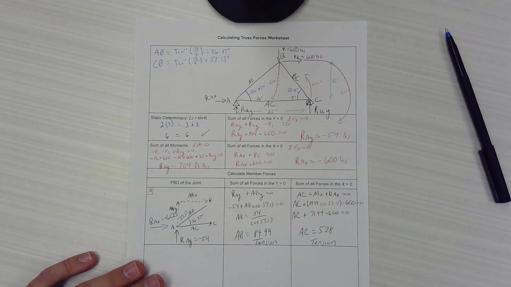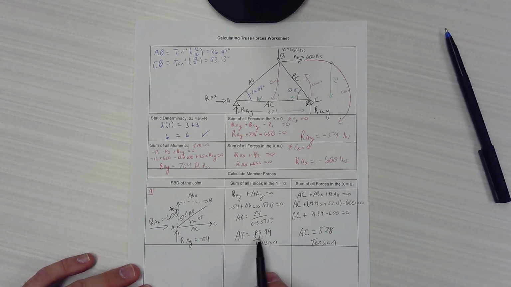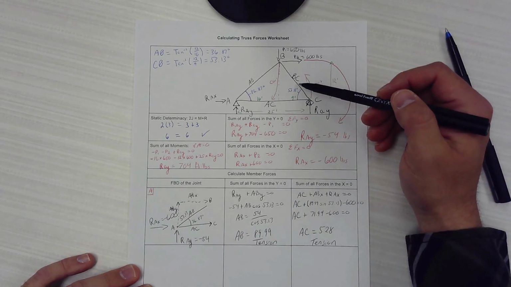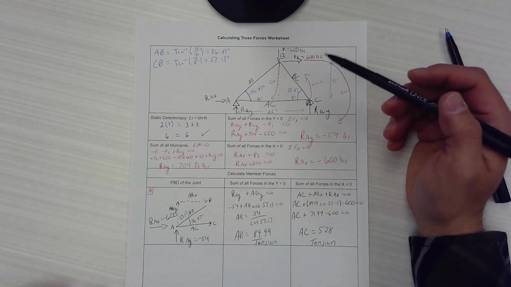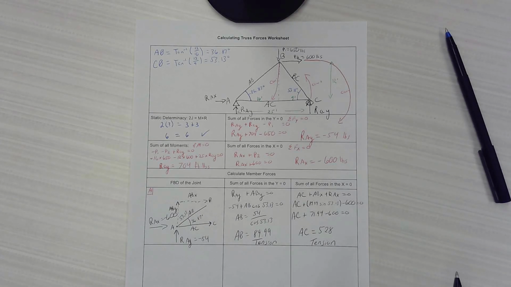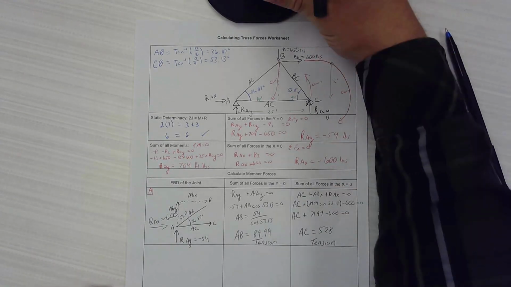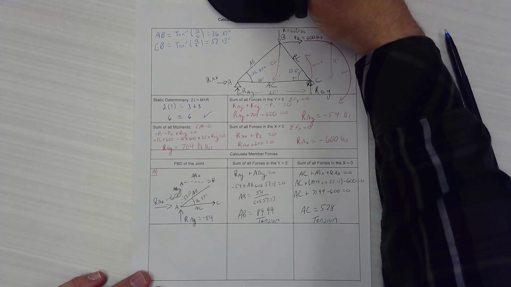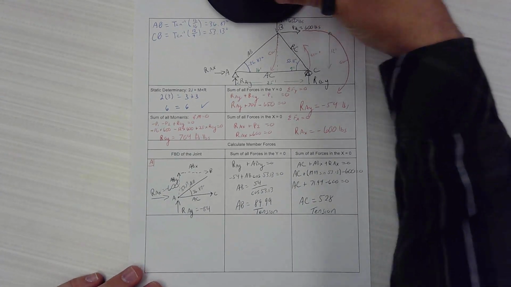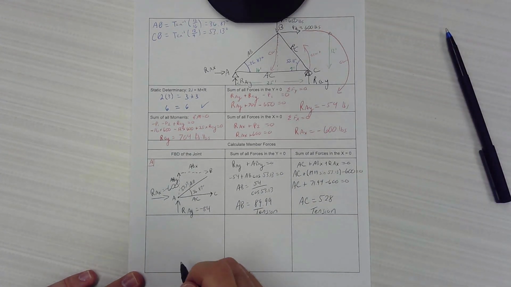Okay. Now we have two of our member results. We know AB and AC. The one that we don't know yet is BC. So we're going to go find that. To do BC, we do need to redraw the truss from the C's perspective. So I'm just going to move my sheet up a little bit so you can see the bottom here. And let's redraw that very quickly.